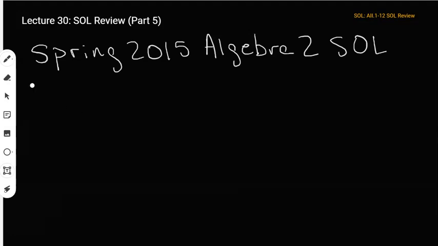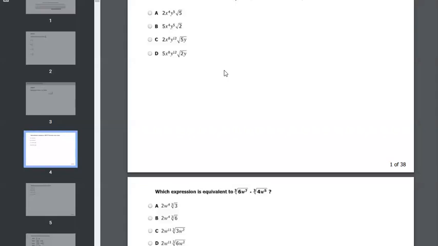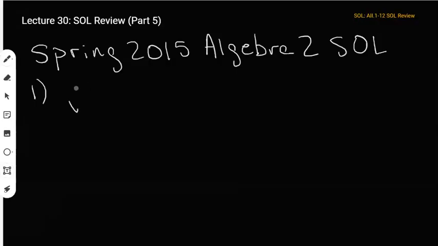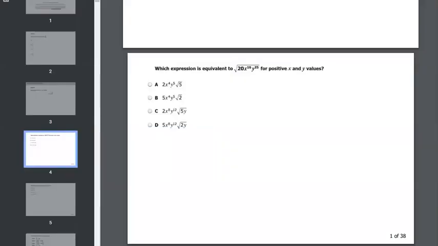Okay, let's get started. So number 1 says, which expression is equivalent to the square root of 20 x to the 16th power, y to the 25th power? So under the square root, I'm going to put a 20, an x to the 16th power, and a y to the 25th power.